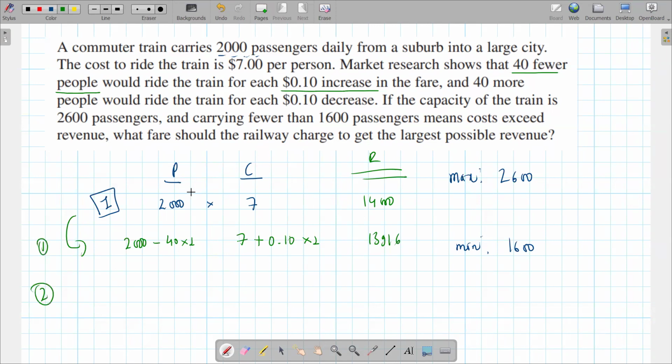Let's do case number 2, the opposite. What would that look like? It's the next statement. How would you phrase it like I did here? You would do plus 40 times 1. Plus, yes. What about on the other side? 7 minus 0.10 times 1.